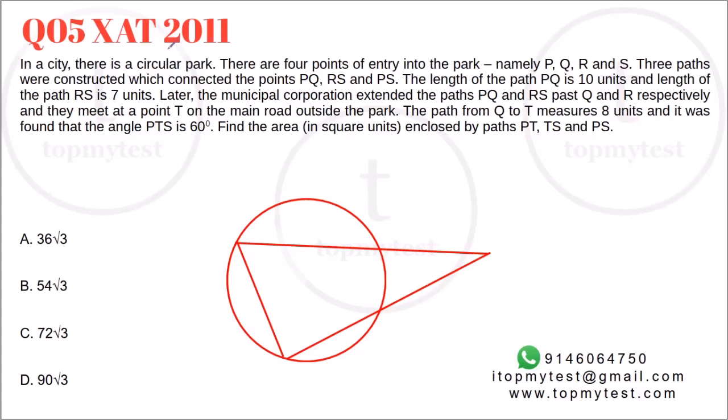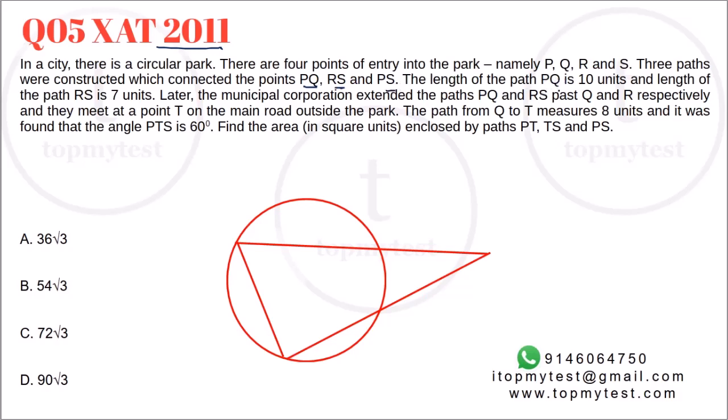And the fifth question is from XAT 2011. This is considered to be one of the craziest papers ever, and this was one of the easier questions from that particular paper. Let's see what this is. In a city, there is a circular park. There are 4 points of entry into the park named P, Q, R, S. Okay. 3 paths are constructed which connect the points PQ, RS and PS.